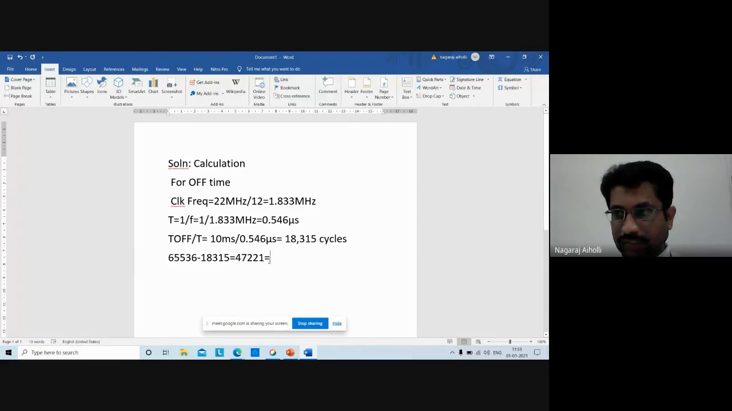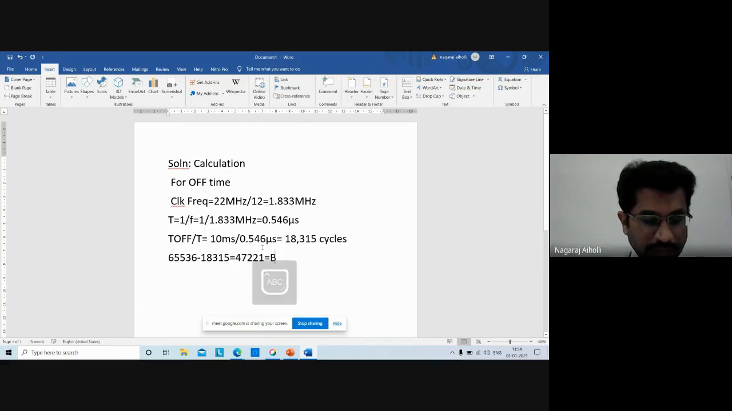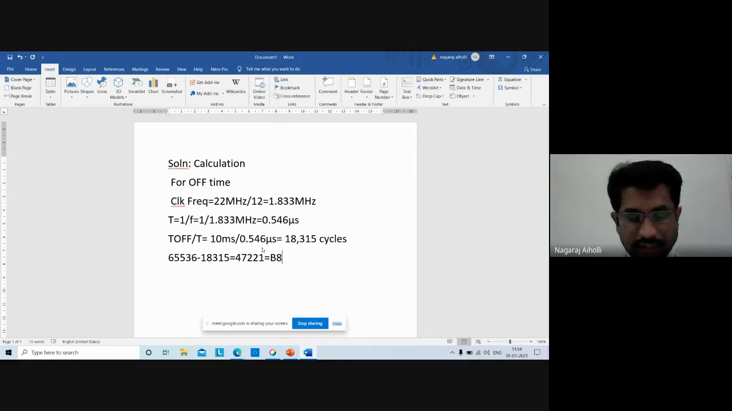Now we have to convert this starting value into hex. 47,221 in hex is how much? Keep your calculator in hex mode and tell me. This is in decimal, 47,221. Convert it into hex. It will be equal to B875H. This is what we calculated for the off time. Similarly, we have to calculate the starting value for the on time.